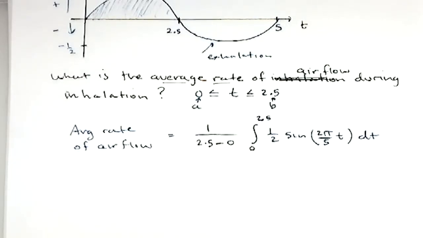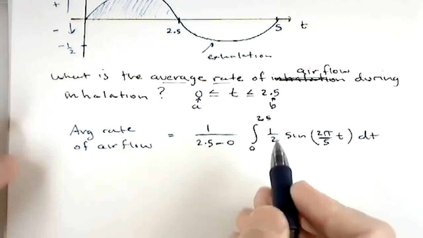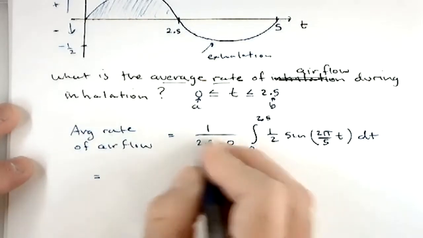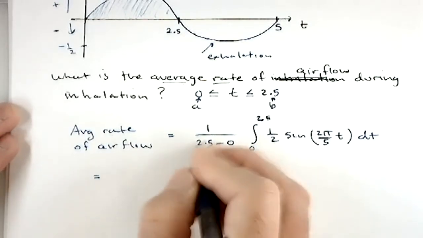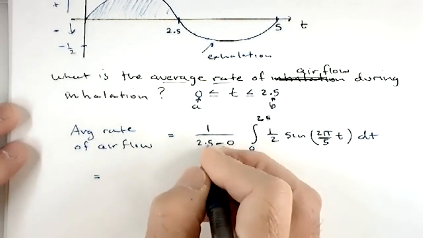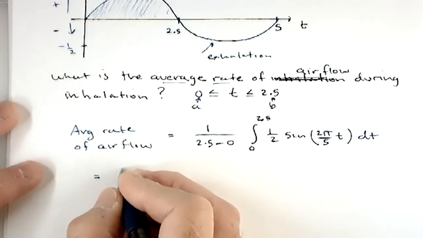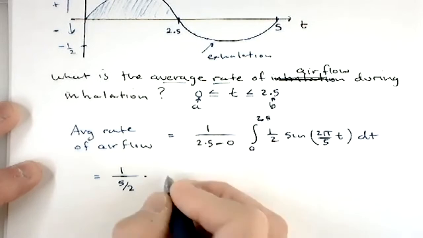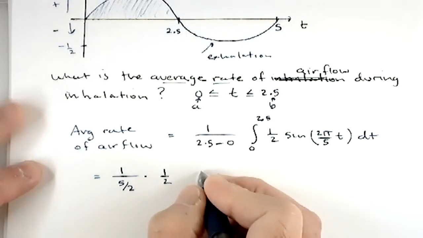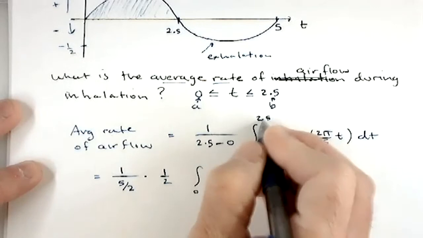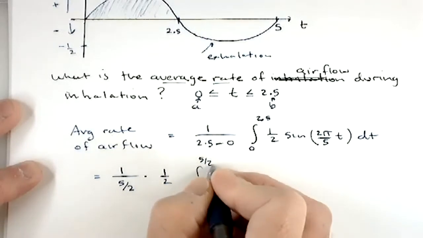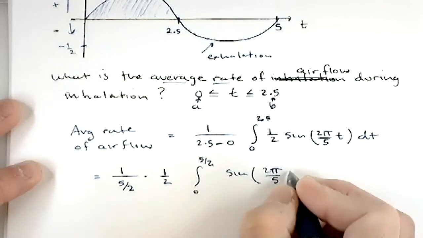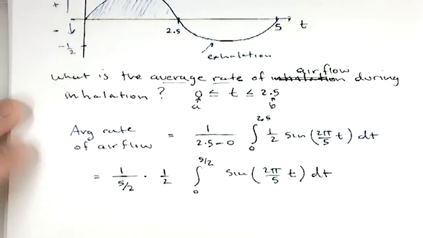Now to do this integral, the 1/2 can come out. In fact, I'm going to make some room here, first of all. I like working with fractions better than decimals. I can do the calculations easier. So 2.5 is the same as 5/2. So this is really 1 over 5/2. I can pull this 1/2 out if I don't like it. We'll deal with that later. And I'm going to go ahead and write the 2.5 also as 5/2. Sine 2 pi over 5 t dt.